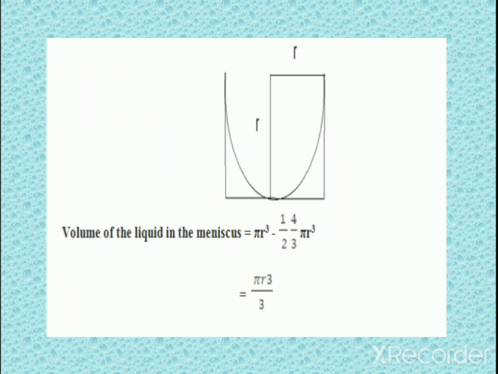Again, here the length is r and the radius is r. We are taking a meniscus. So the volume of the liquid in the meniscus is pi r cube minus 1/2 of 4 by 3 pi r cube. In this way we get the volume of the meniscus, that is pi r cube by 3.